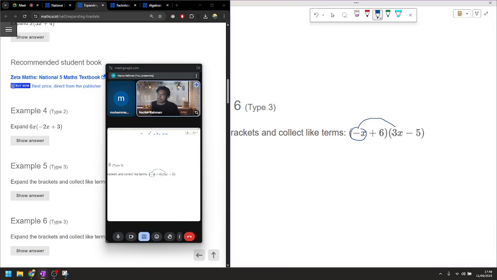So I'll multiply the firsts. So minus x times 3x is minus 3x squared. Then multiply the outsides. So minus x times minus 5. Right, so minus becomes positive. 5 times x becomes 5x. Yeah?